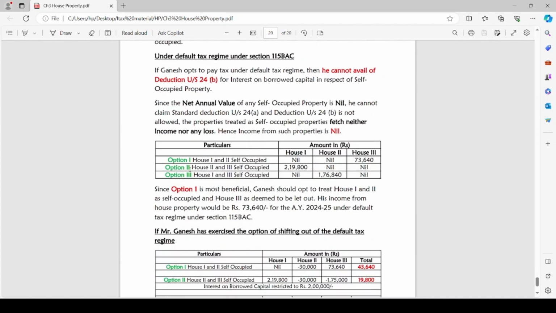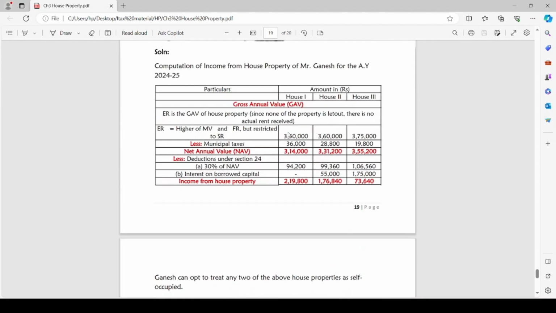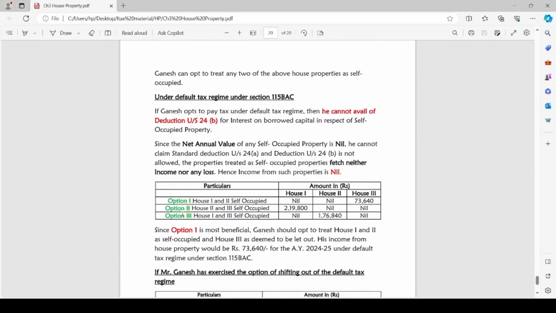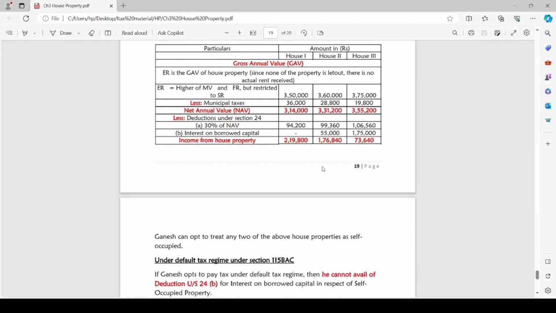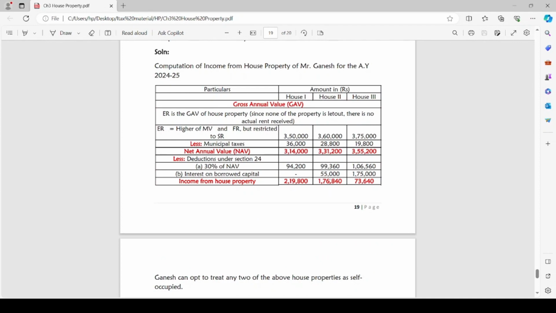Similarly, the second option is where house property number 2 and 3 are self-occupied. So we are taking the incomes from house property 2 and 3 as nil. The income from house property 1, which is deemed to be let out property, is rupees 2,19,800. The option number 3 is where house property 1 and 3 are self-occupied. So their incomes will be nil. And the income of house property 2 will be rupees 1,76,840.